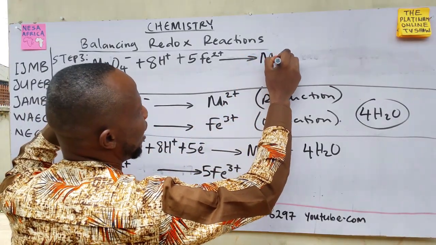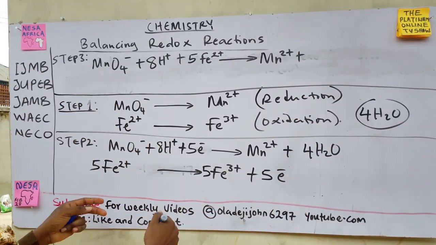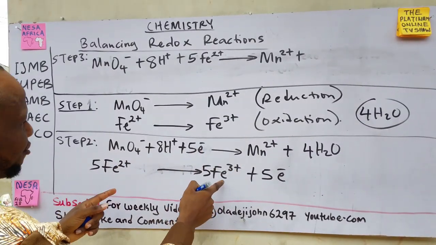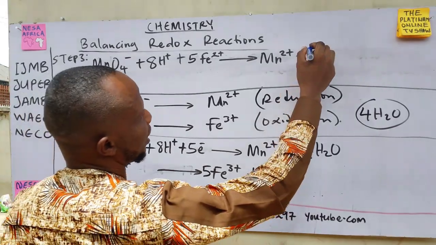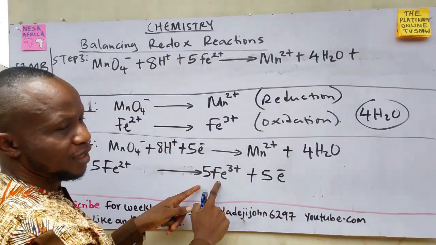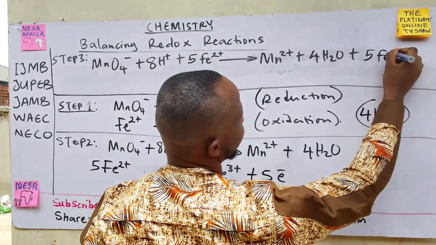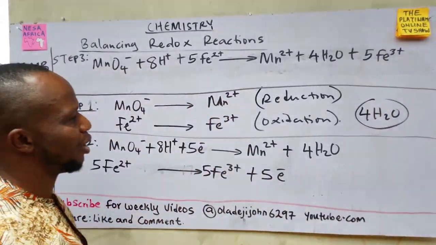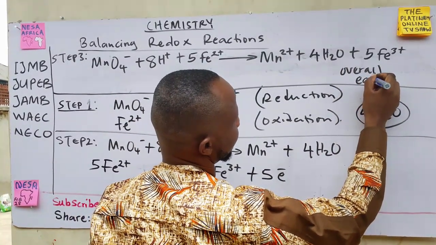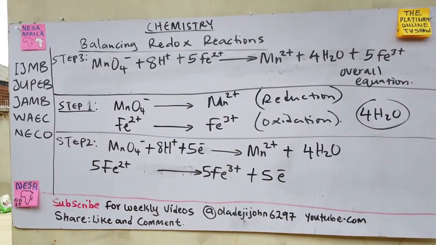Mn²⁺ plus 4H2O plus 5Fe³⁺, and that is our overall equation, the overall equation of the redox reaction.